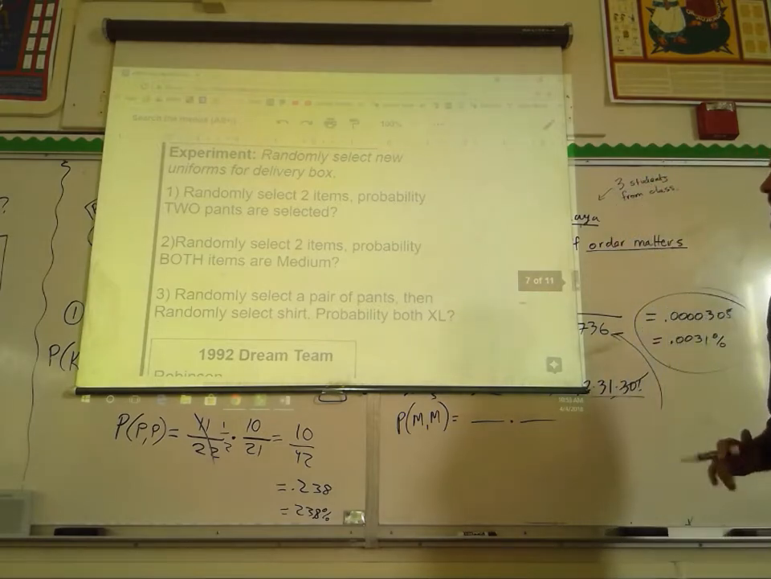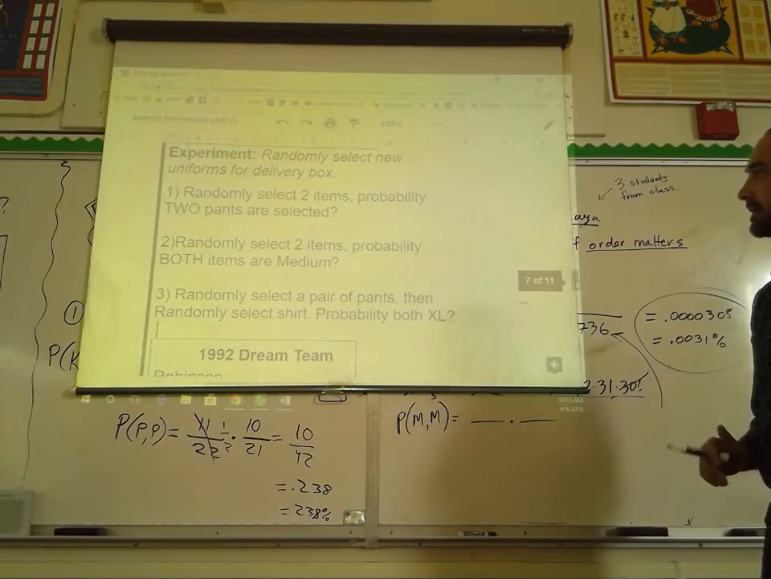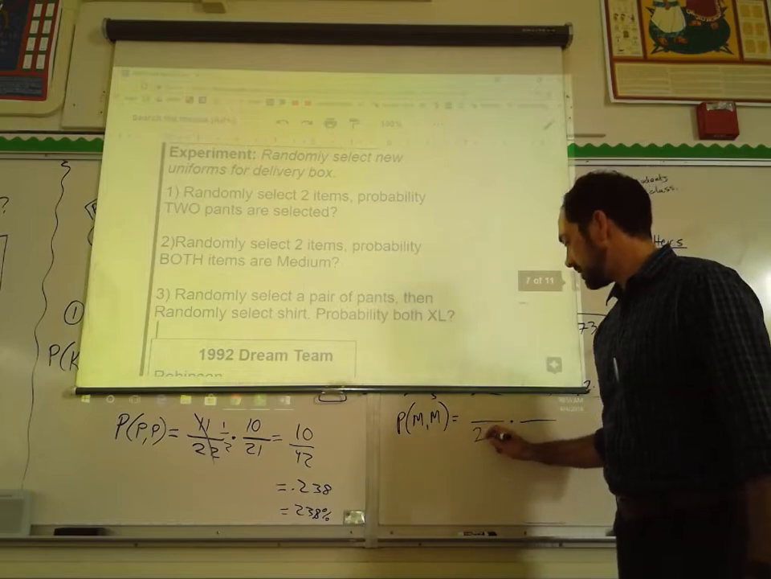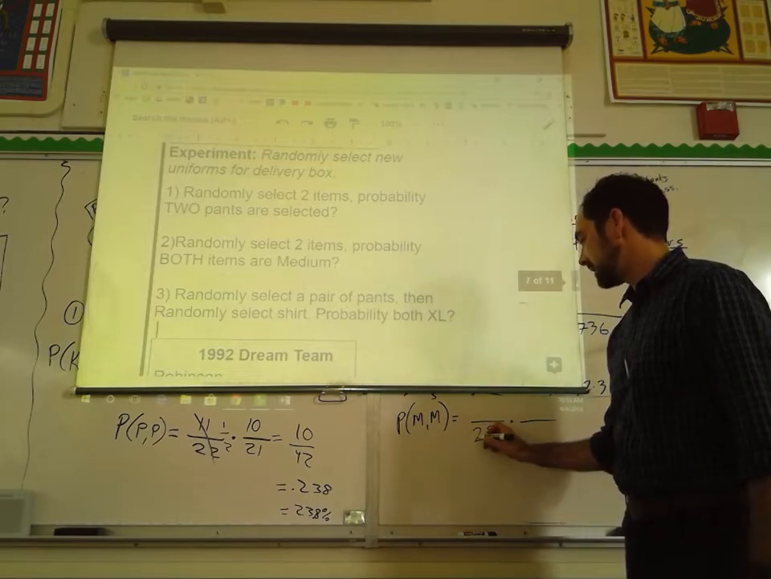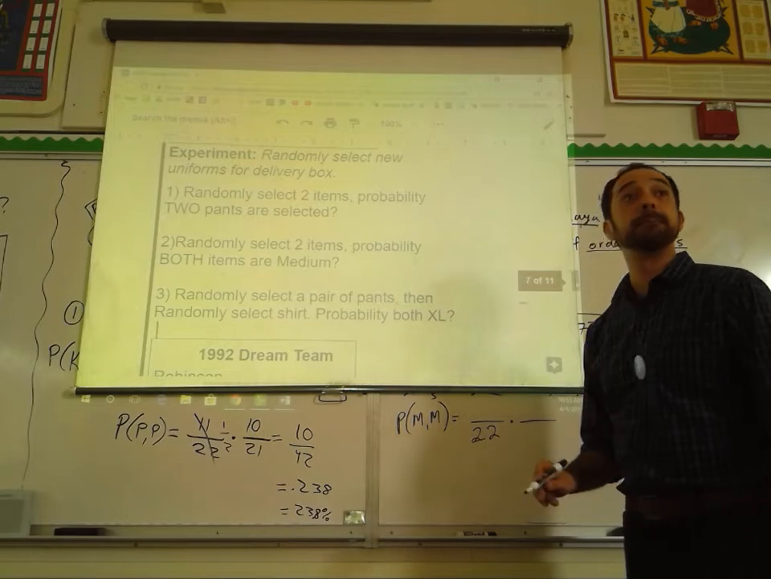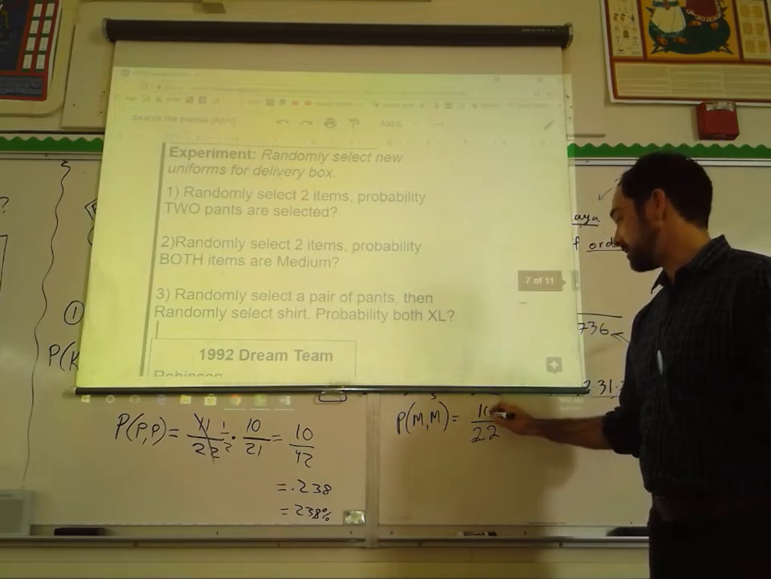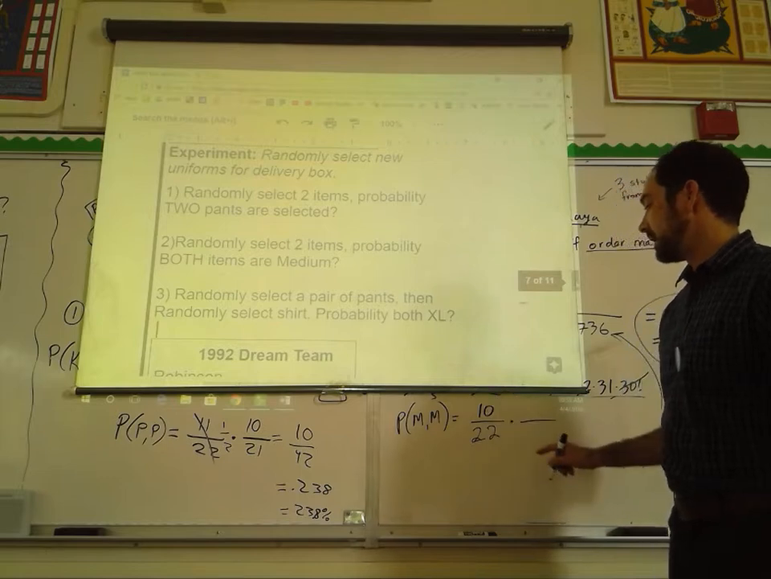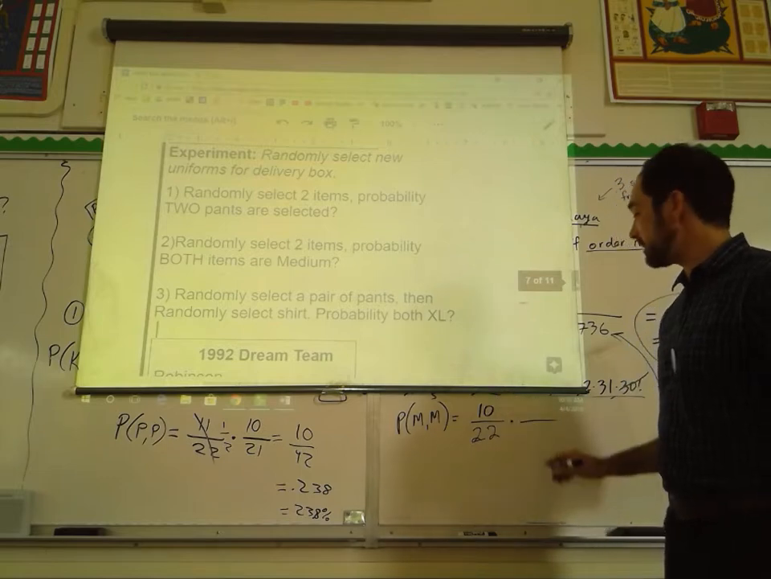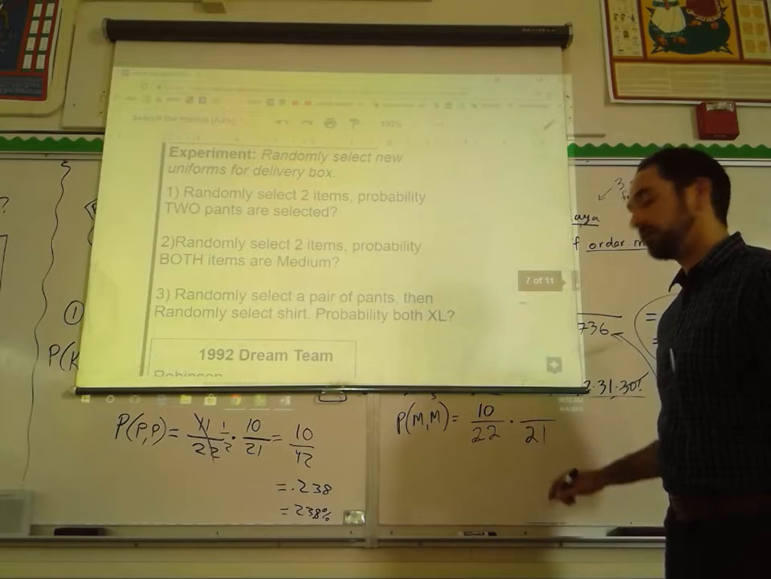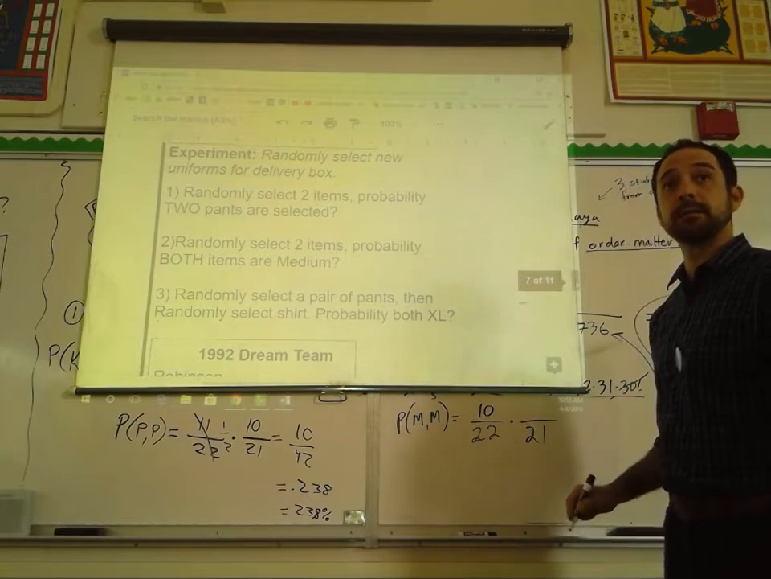All right, so looking at this, here we have random select 2 items, probability plus medium. How many items do we have in the box to start? 22. And then how many were medium? 10 mediums, right? If I select 1 and it happens to be a medium, how many items are left in the box? 21. How many mediums left in the box? 9.